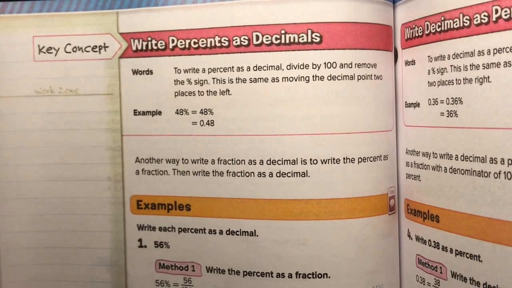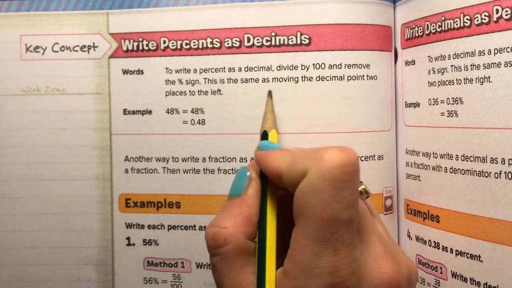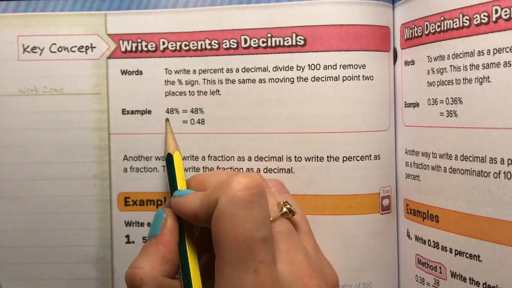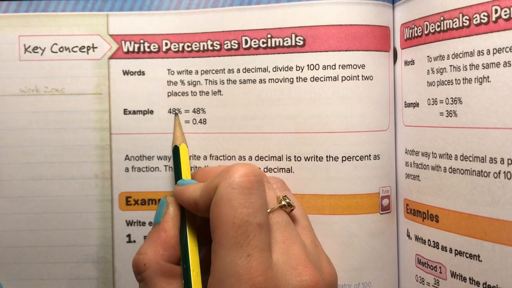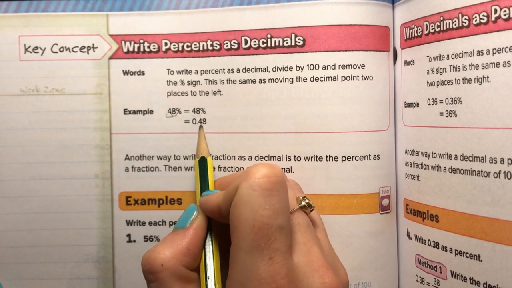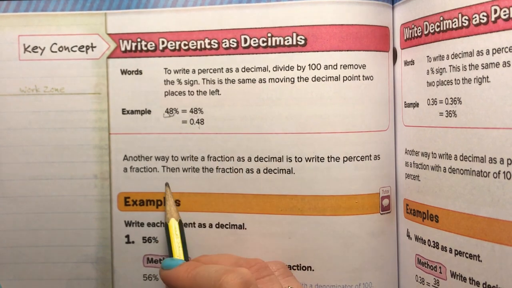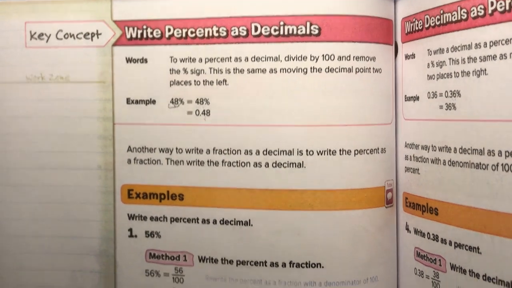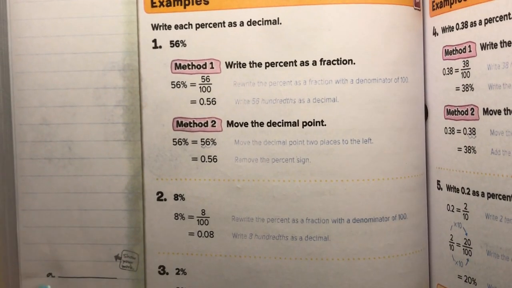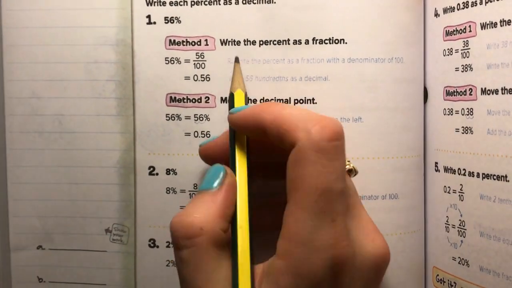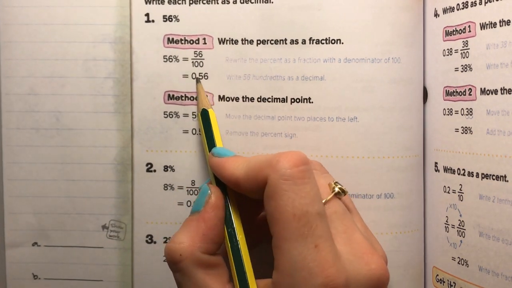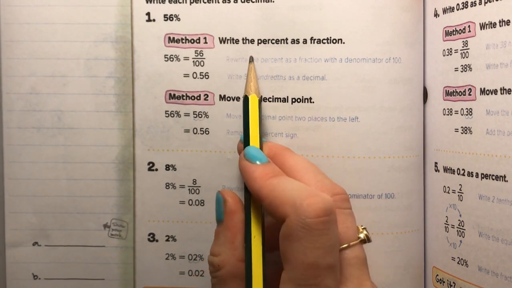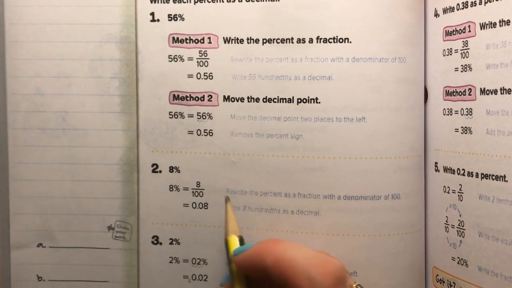To write a percent as a decimal, divide by 100 and remove the percent sign. This is the same as moving the decimal point 2 places to the left. So you're going 1, 2, so 0.48. Another way to write a percent as a decimal is to write the percent as a fraction, then write as a decimal. So 56% is 0.56, or either way, you can move the decimal point.